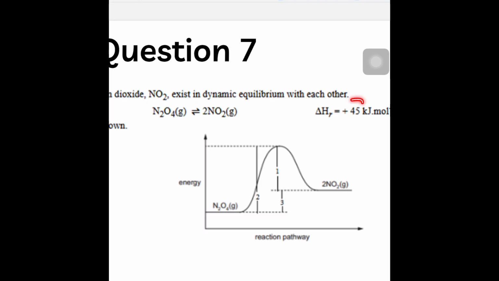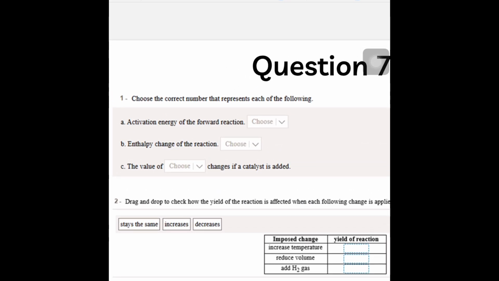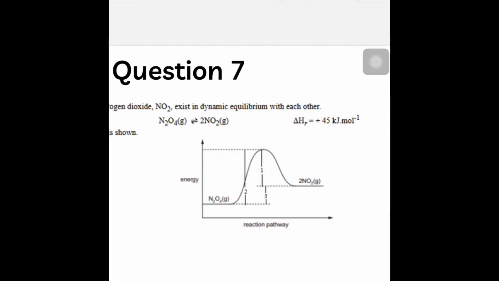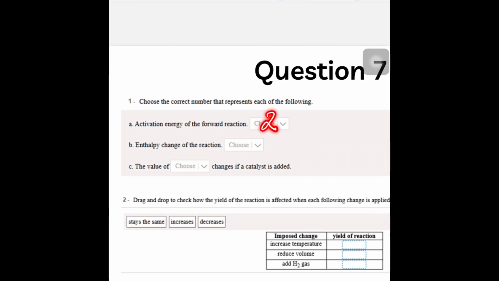And I have delta H is plus 45, which indicates that it's an endothermic reaction. Now, the first question was, choose the correct number that represents each of the following: the activation energy of the forward reaction. So this is the reaction pathway, and the activation energy is the energy needed to transform the reactants into the high peak, which is called the activated complex. So the activation energy is 2, which is from this part to this part. So the activation energy is going to be the number 2.